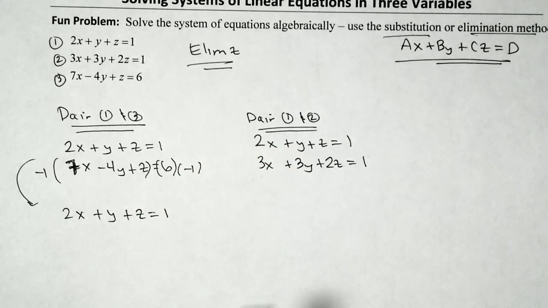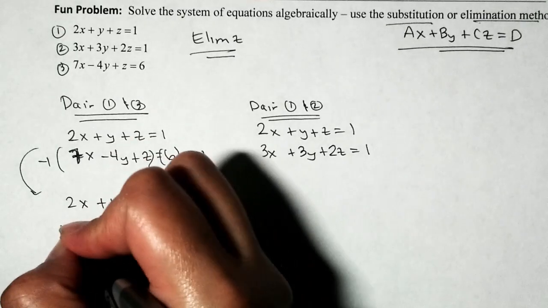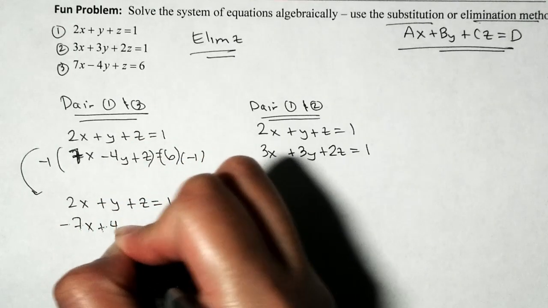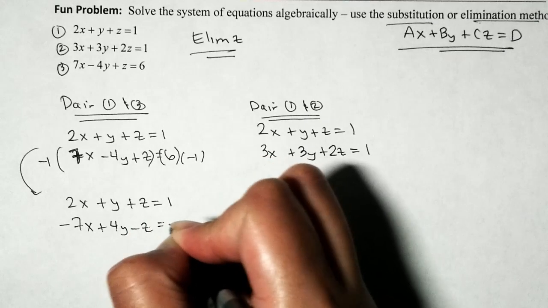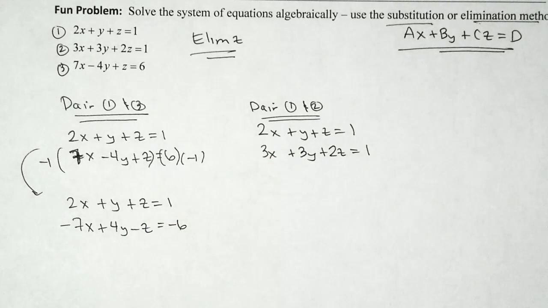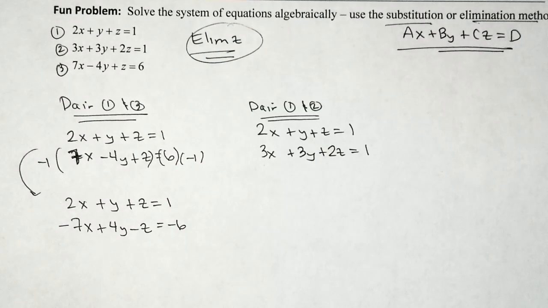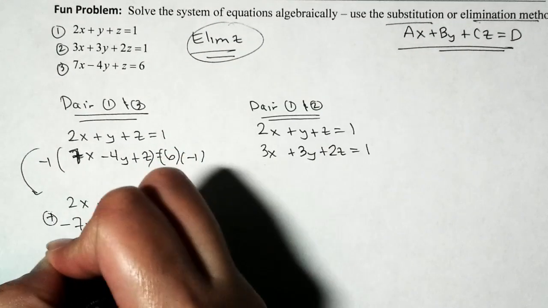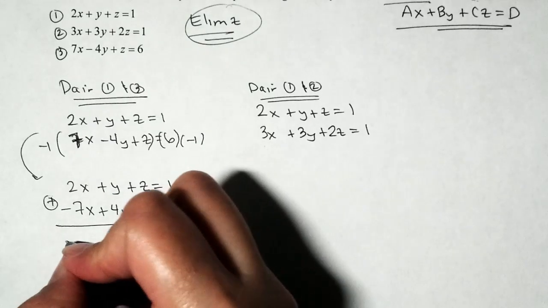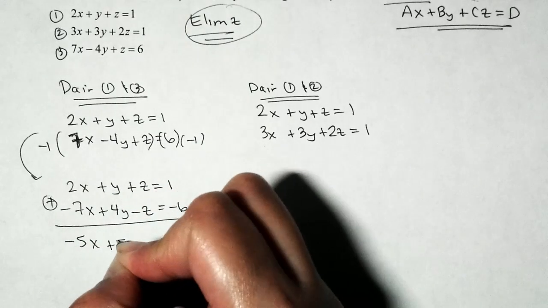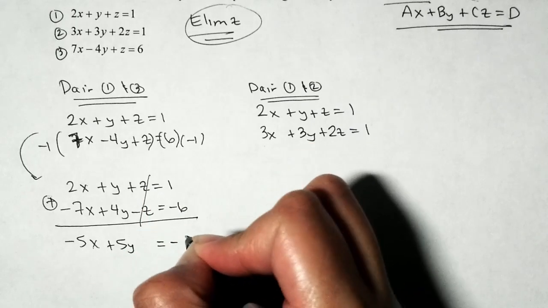The bottom equation, after we multiply by negative 1, should give us negative 7x plus 4y minus z equals negative 6. Please watch your signs. Most of the times when students don't get it right, it's not because they don't know what they're doing. It's just they're not careful with the arithmetic. So careful. Okay, so coefficients on the z are opposite because we're trying to eliminate z. So let's go ahead and add these equations. When we add the equations, that will leave us with negative 5x plus 5y equals negative 5.